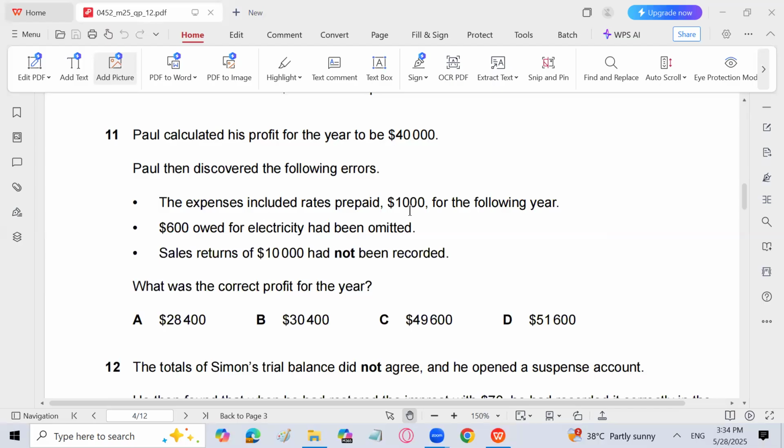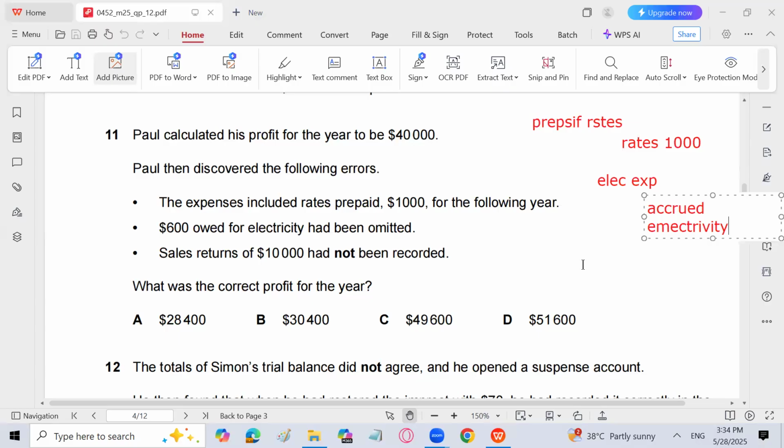Expenses included rates prepaid 1,000 for the year. So what is the entry? Prepaid rates debit, as a rectifying entry, and rates expense is going to be credited by 1,000. Then 600 owing for electricity had been omitted. So electricity expense debit and accrued electricity, electricity payable, is going to be credit. Then sales return had not been recorded. So sales return debit, suspense credit. So I've passed all the rectifying entries just to help me understand the concept.